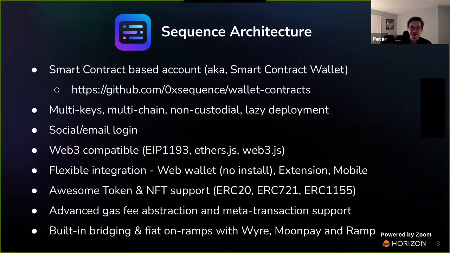And then the other thing we have is flexible integration. The Sequence wallet can be used in many different places. For instance, you can use it as just a web wallet, so a user doesn't have to install anything whatsoever. You don't have to install a Chrome extension. You can just use it like you access a dApp, and a dApp can load up the library, and away you go, in a PayPal/Stripe type of experience.